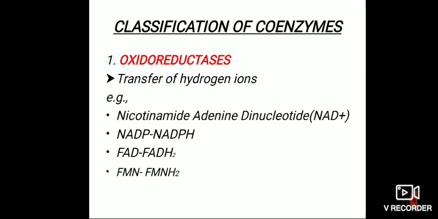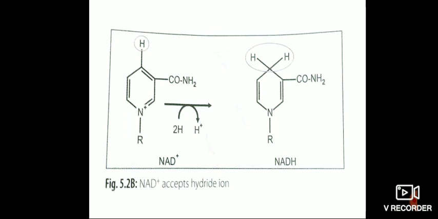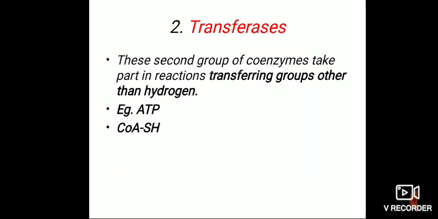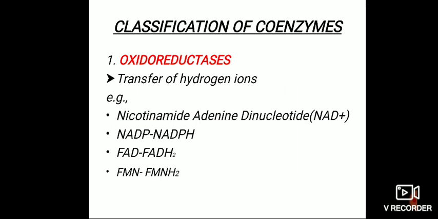So now this is the classification of coenzymes. It is divided into two groups, that are oxidoreductases and the transferases. So oxidoreductases transfer hydrogen ions, and the examples are NAD, NADP, FAD, FMN.